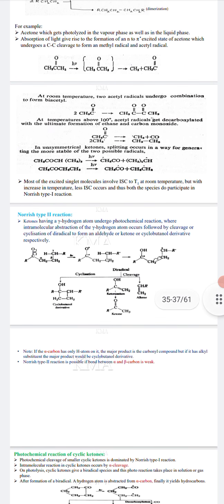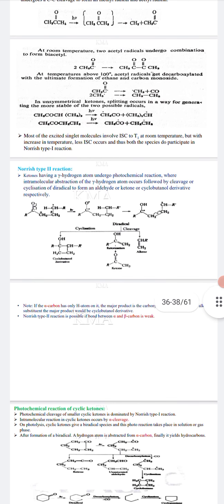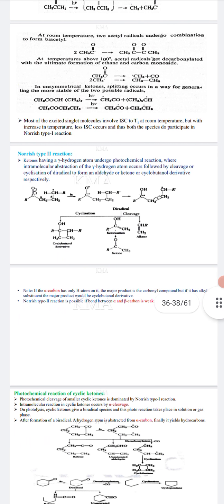So acetone forms an intermediate state and gives methyl plus CH3C double bond O. This is an acetyl free radical. The acetyl free radical undergoes combination to form biacetyl. It is 2 CH3C=O giving rise to CH3C(=O)-C(=O)CH3. At temperatures above 100 degrees, acetyl radicals get decarbonylated with the ultimate formation of ethane and carbon monoxide.